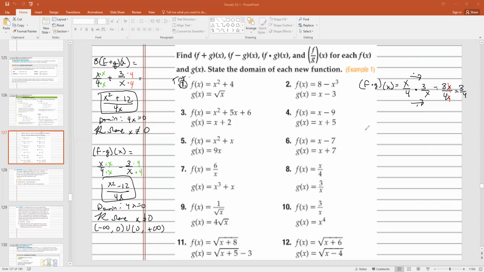All right, and then the last one, f divided by g of x. We have x over 4 divided by 3 over x. Okay, so remember when you're dividing fractions, the first one stays the same, but then just multiply it by the reciprocal, so x over 3. The reciprocal means you just flip it upside down. And there you go. So you have x times x is x squared, and 4 times 3 is 12. And that's it. That's all real numbers, the domain.